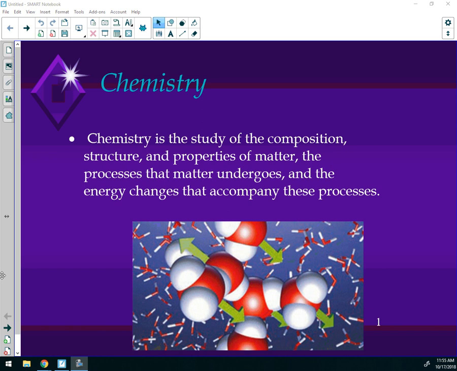Number one, chemistry. This is the chemistry section of physical science. And so let's talk about what chemistry actually is. Chemistry is the study of the composition, structure, and properties of matter, the processes that matter undergoes, and the energy changes that accompany these processes. So basically what we're going to talk about in this section is the actual properties of matter, the phases of matter, and phase changes. So that's what you're going to be studying.